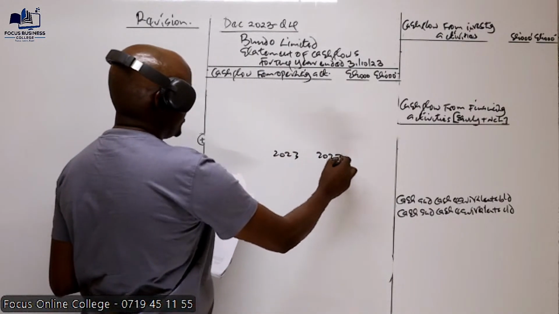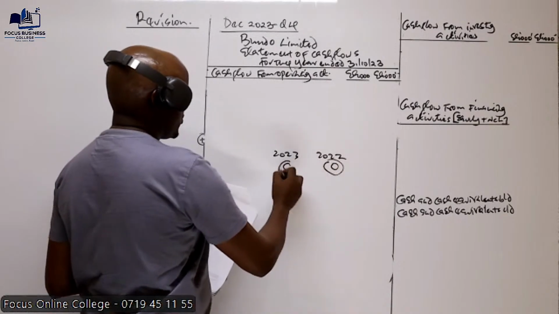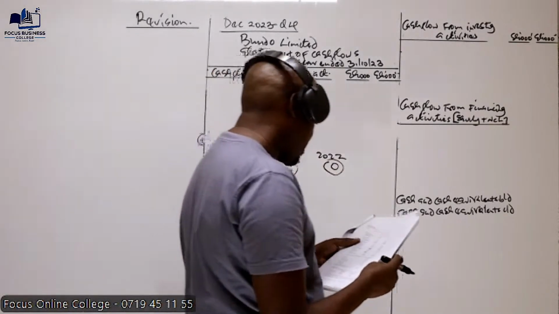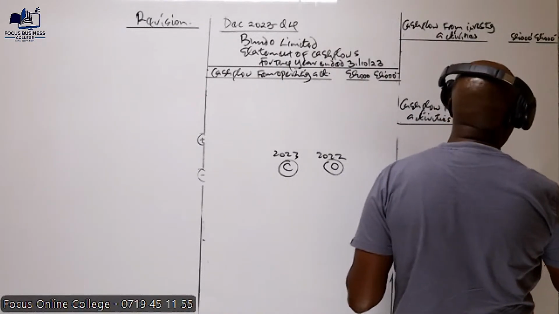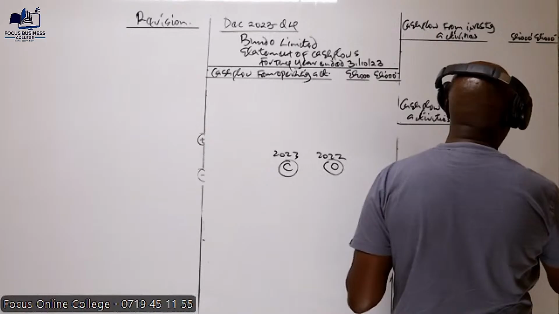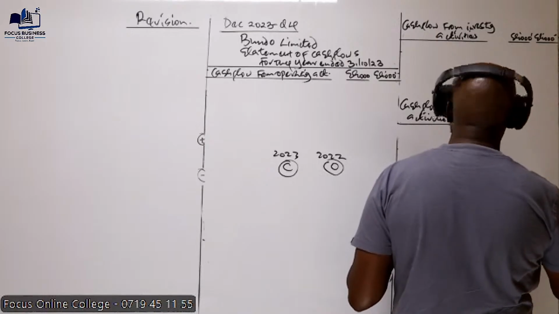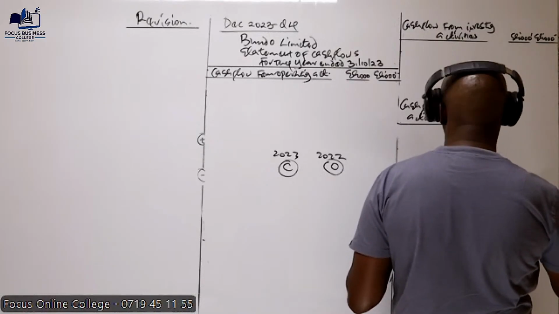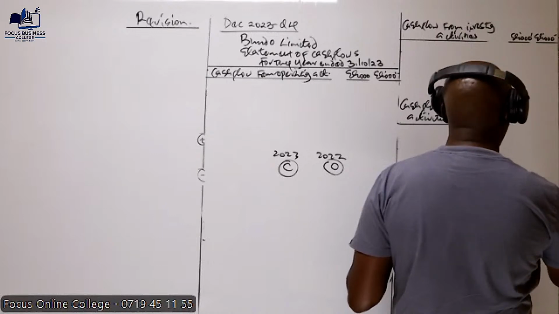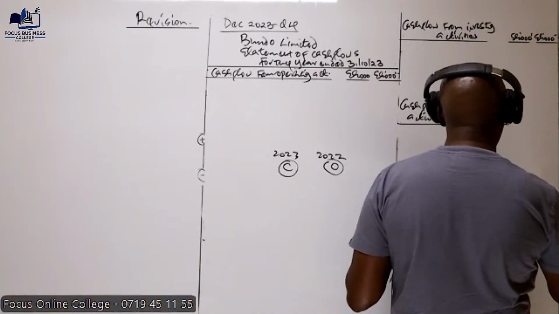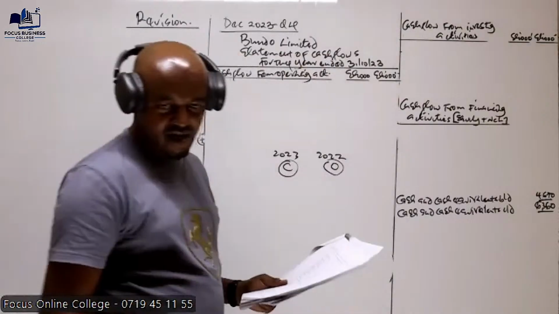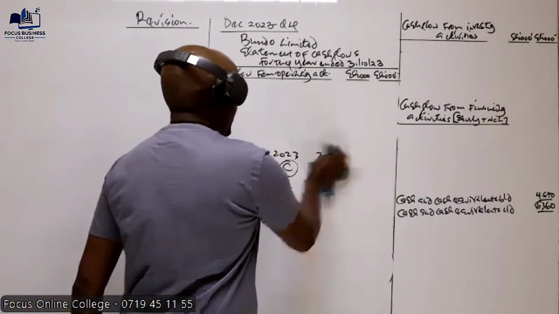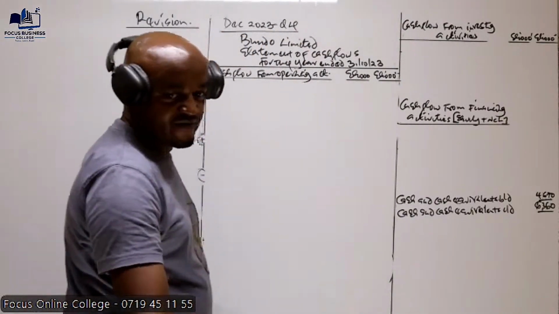And then we have 2022. So these are opening balances, these are closing balances. So the cash and cash equivalent at the start is 4290. That is at the start, 4290. And then the cash and cash equivalent at the end is 4670. And then at the end is 6360. Then from there, we basically proceed and we record now the profit before tax here.